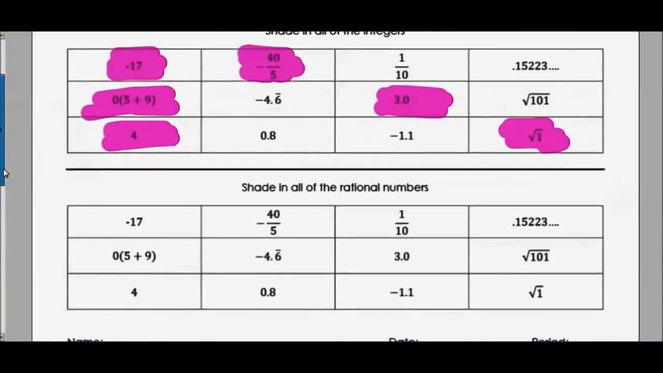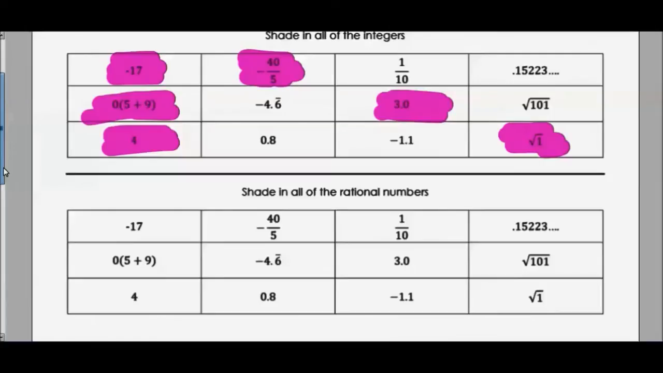On the next one, we have the exact same chart, the exact same numbers. Now we're trying to shade all of the rational numbers. Anything I shaded before, I know I'm going to shade again. Any integer is rational, so I'm going to start by shading those right away.